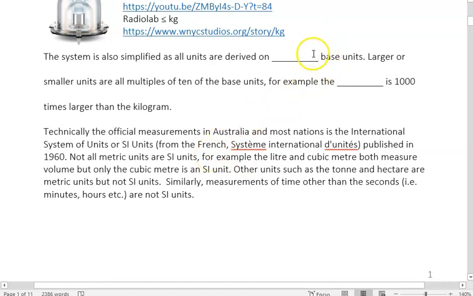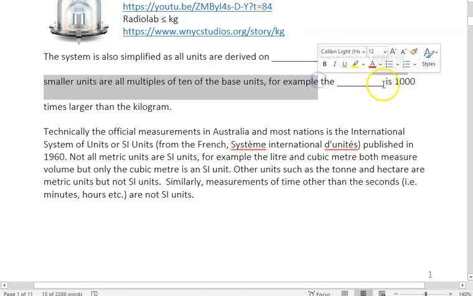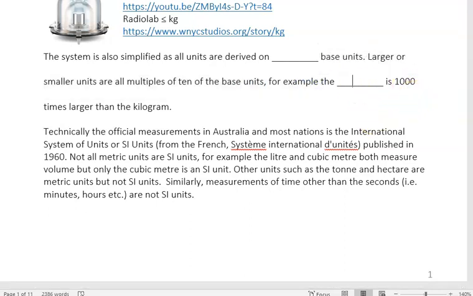So that's been talking more about Kelvin. I generally try not to ask about Kelvin too much in year 9, but the fact that I've recorded it in this video means I think it's fair game. Okay, technically, 7 base units. Larger or smaller units are all multiples of 10 of the base units. For example, something is 1,000 times larger than the kilogram. Can anyone tell me what is larger than the kilogram? Yes. A ton. Okay, good.